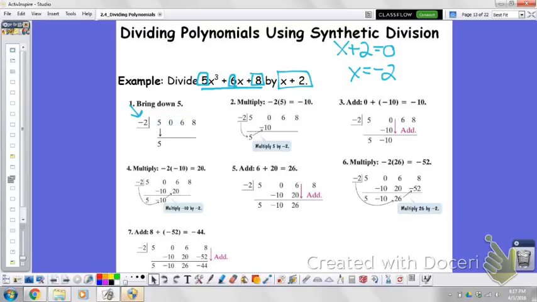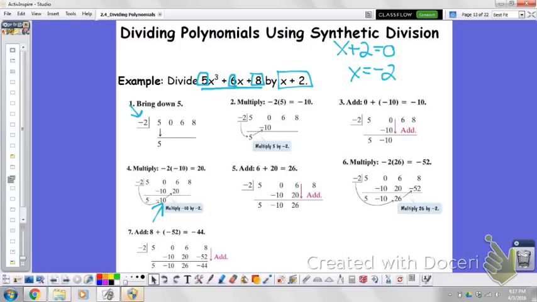So the first thing we do is bring down the 5 right here. Then we multiply negative 2 times 5, and then we write that below the 0. So negative 2 times 5 is negative 10. Then we do 0 minus 10, and that gives us a negative 10. You write that below it right here. Then we're going to multiply negative 2 by negative 10, and that gives us a positive 20. So then we add 6 plus 20, that gives us 26.